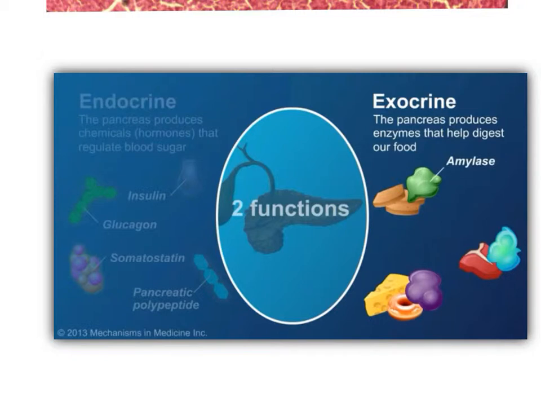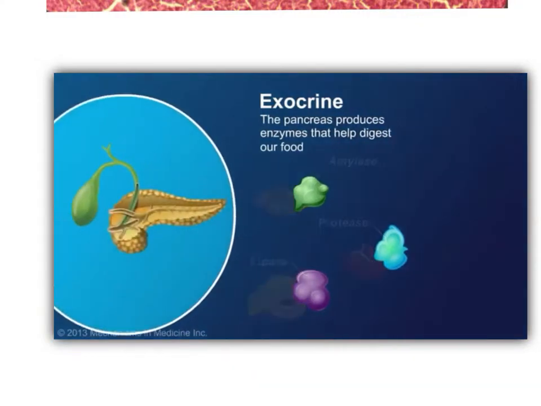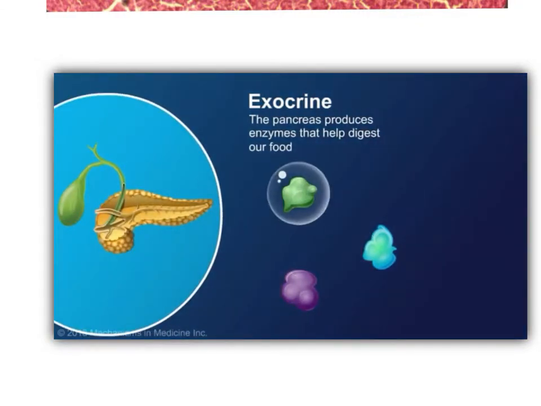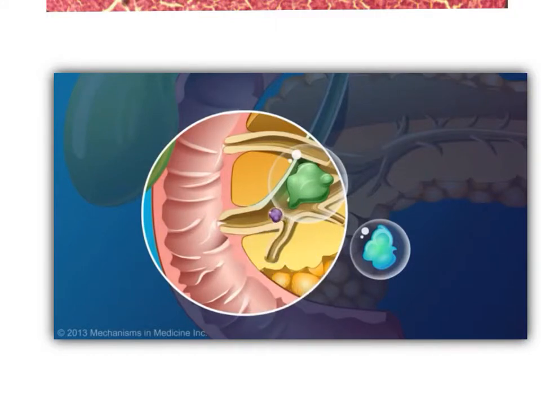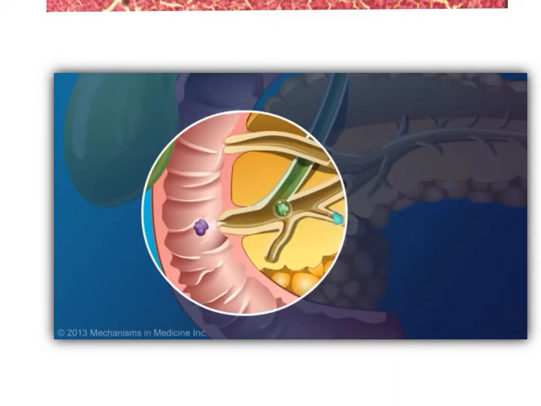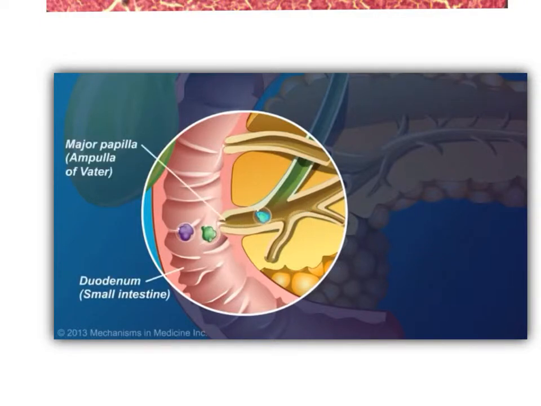Pancreatic amylase breaks down carbohydrates or starches into glucose. Proteases break down protein into amino acids, and lipases break down fats. Because these digestive enzymes are so powerful, they are wrapped in a protective layer while they are in the pancreas. To reach the gastrointestinal tract, the digestive enzymes travel through the pancreatic ducts and are eventually released into the duodenum at the major papilla, also known as the ampulla of Vater. Once they are completely out of the pancreas, the protective layer is removed and the enzymes become active.